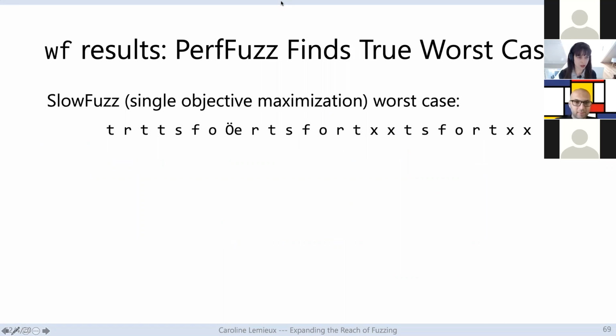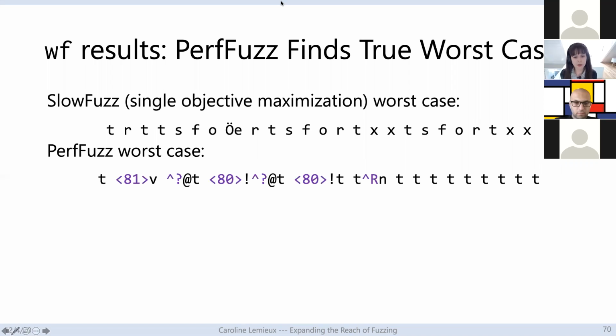Compared to prior work, which just tries to maximize a single objective, the path length through the program, that prior work for this linked list example only found inputs that had a lot of very, very small words. It did not find the true hash collision case.